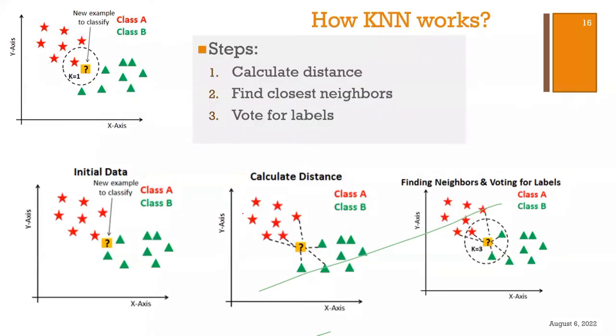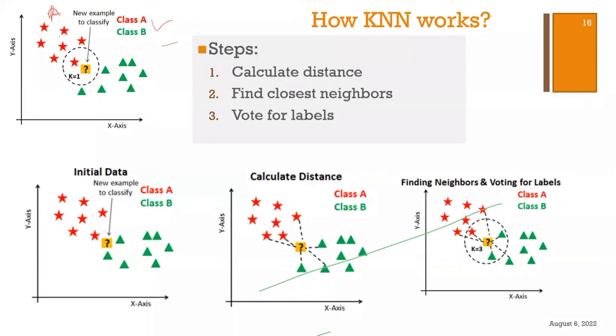Now, this is how KNN works. The first step is to calculate the distance between the unknown case and the data. You are given this data set, and it has been labeled for you. This belongs to class A, and this belongs to class B. You can see the definition already.